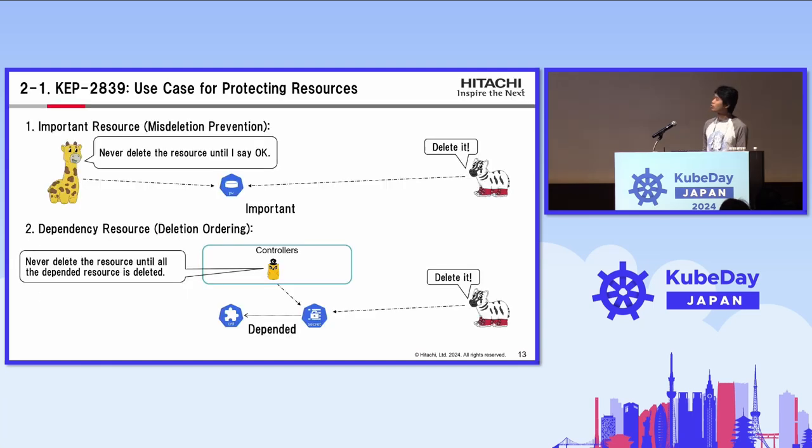For protecting resources, there will be two use cases. The first use case is to protect an important resource. In other words, for misdeletion prevention. For example, Fippy knows that there is important data in the PV, so he requests to never delete the resource until he says OK, even when Z requests to delete it.